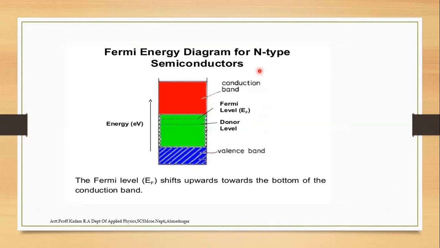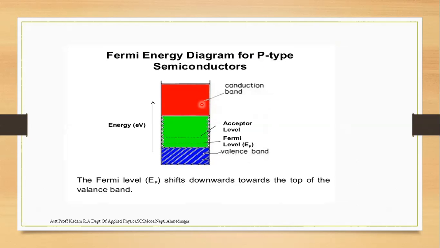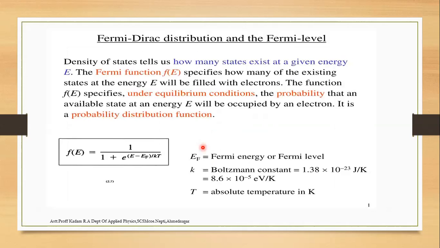In the N type, the Fermi level is near to the conduction band. And in the P type semiconductor, it is near to the valence band, exactly opposite to that. Okay, so this is the Fermi energy level in the intrinsic, N type and P type semiconductors.